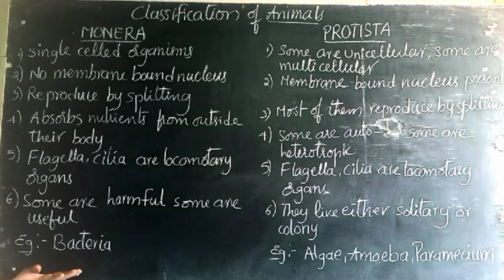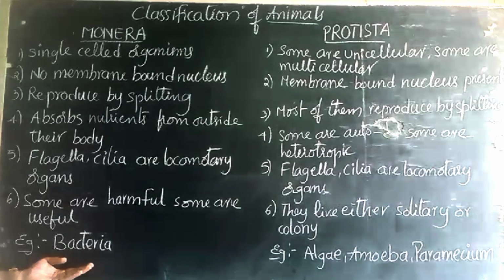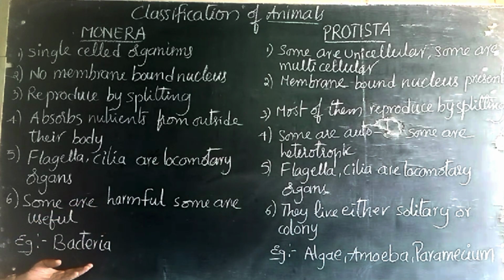Examples of these organisms are bacteria. For example, if you see the bacteria, Lactobacillus is a useful bacterium for us. And some other bacteria cause diseases in plants, animals and humans also. So some of these organisms are harmful, some are useful.